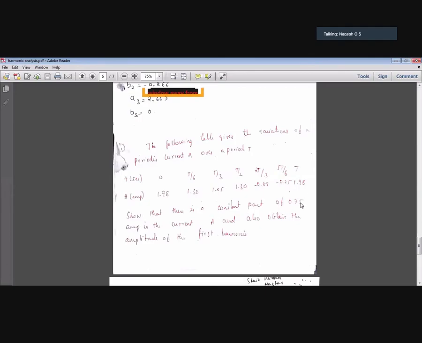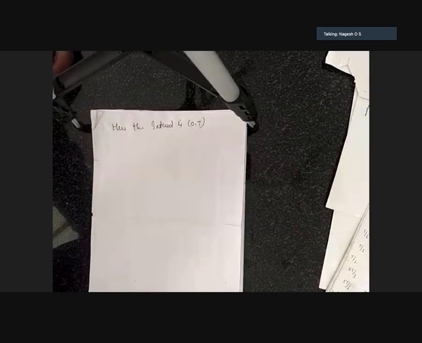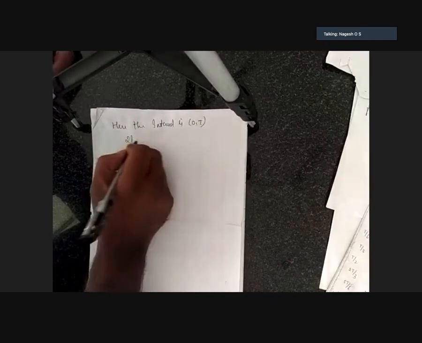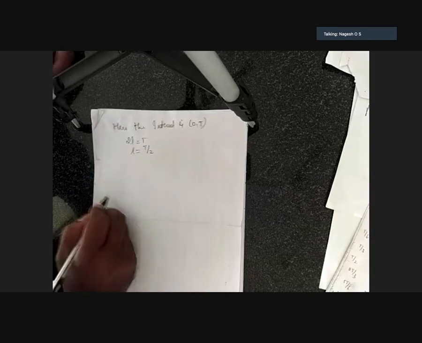This one, 0.75, is not the A0 value. It is the A0 by 2 value, that is the constant. A0 you will get double of the 0.75, that is 1.5. Here the interval is 0 to T. So what is 2L? This is 2L. What is L? L is T by 2.